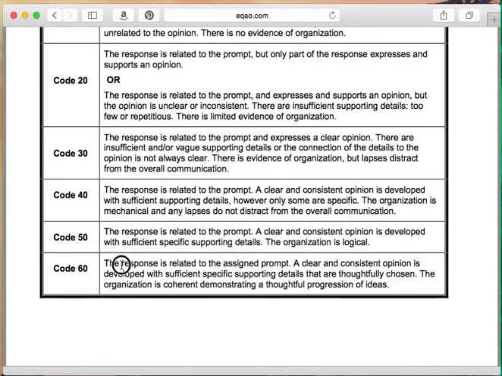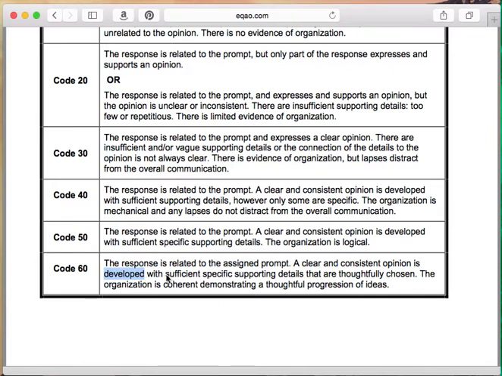To get perfect, you want a response that's related to the assigned prompt. You want a clear and consistent opinion. Therefore, you want to choose one side or the other. You want to either agree or disagree, a yes or no. Don't argue both sides of the topic. Your response should be developed. You want to use those point proof analysis clusters.